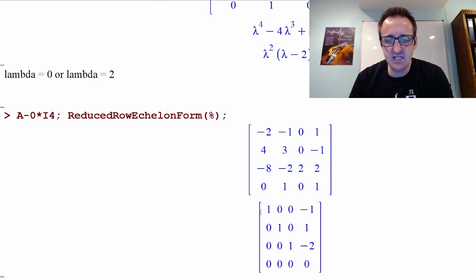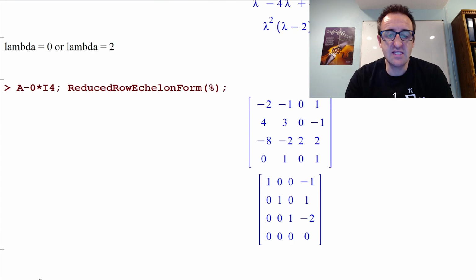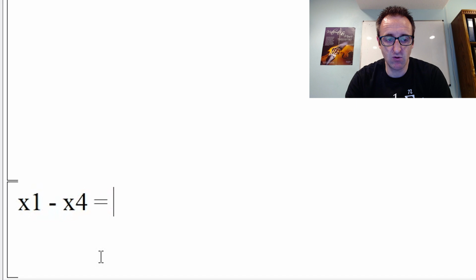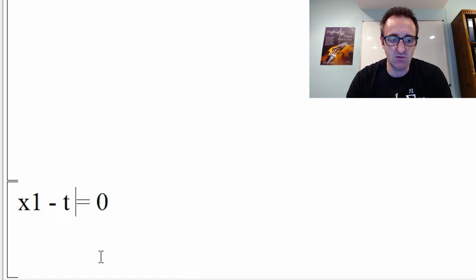But this is basically telling us then that x1 minus x4 is equal to 0, x2 plus x4 is equal to 0, and x3 minus 2x4 is equal to 0. Let's set the free variable x4 equal to t. In that case, the first equation here, which is x1 minus x4 is equal to 0, we can simplify that by replacing the x4 with a t and then solving for x1 by adding the t over to the other side. So we can get rid of this and we just find that x1 is equal to t.